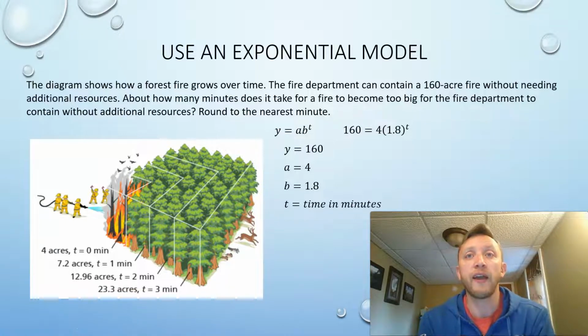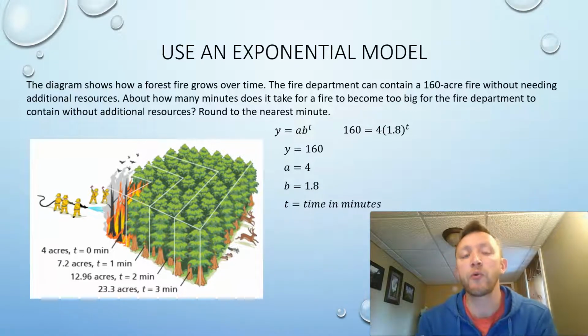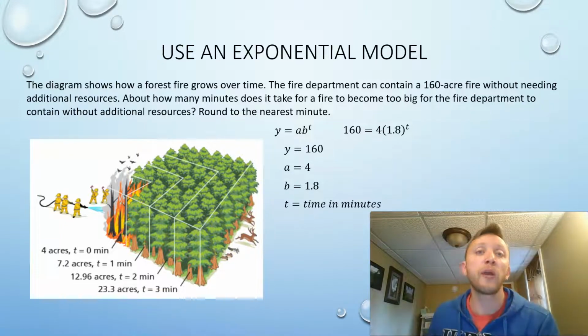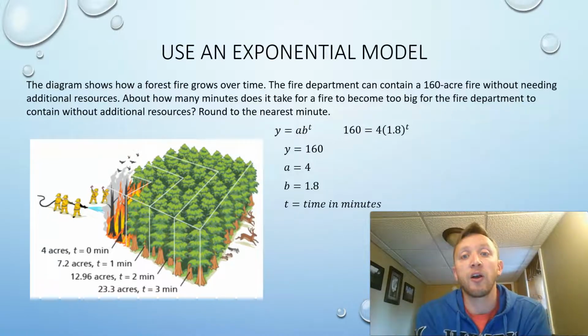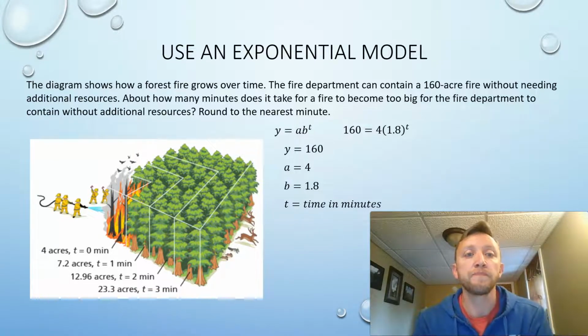Now, your growth factor is 1.8. Where did 1.8 come from? Well, if we take 7.2 divided by 4, so again, the number of acres there, or if I take 12.96 divided by 7.2, or if I take 23.3 divided by 12.96, we get 1.8. So in other words, we'd be multiplying by 1.8 each time. So our growth factor is 1.8. And the time is what we're trying to figure out. We're trying to figure out how long it would take for those to be consumed, where they'd be overwhelmed.